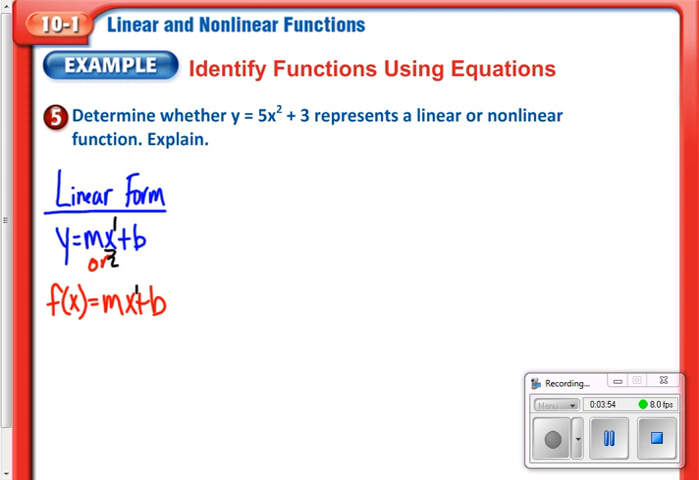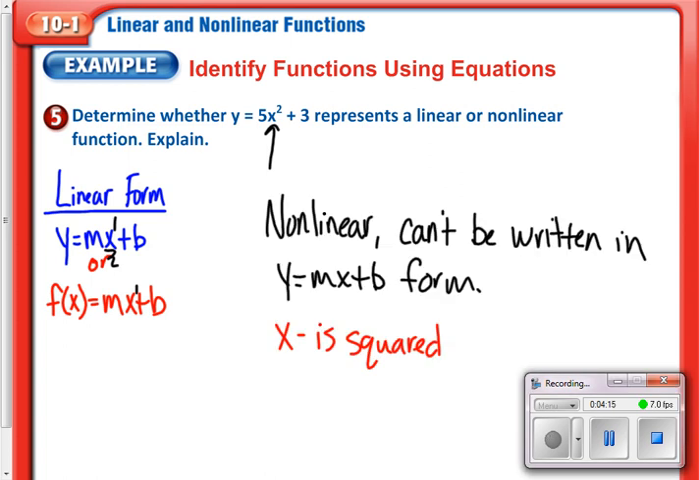Okay, so if you look here, x is squared. When x is squared, cubed, to the 4th power, basically anytime you start changing x, and x isn't a numerator, you're going to start to develop a different graph. So this is nonlinear, as mentioned. It can't be written in slope-intercept form, y equals mx plus b form. And the reason why it's not linear is because the x is squared, which is going to create a totally different graph.